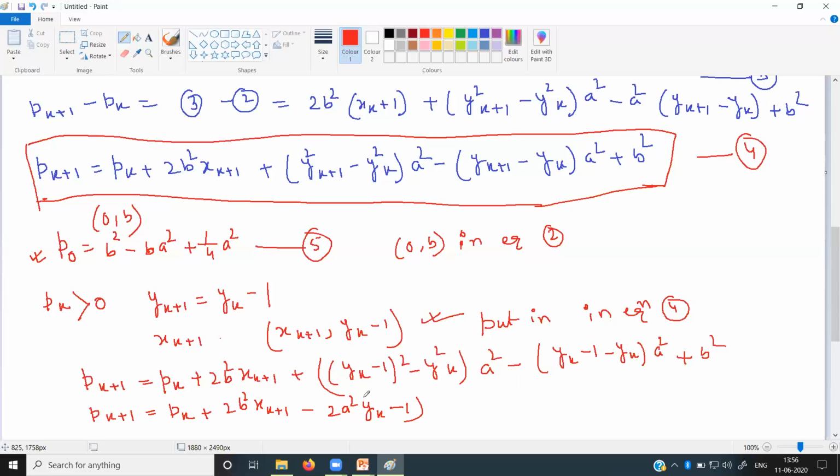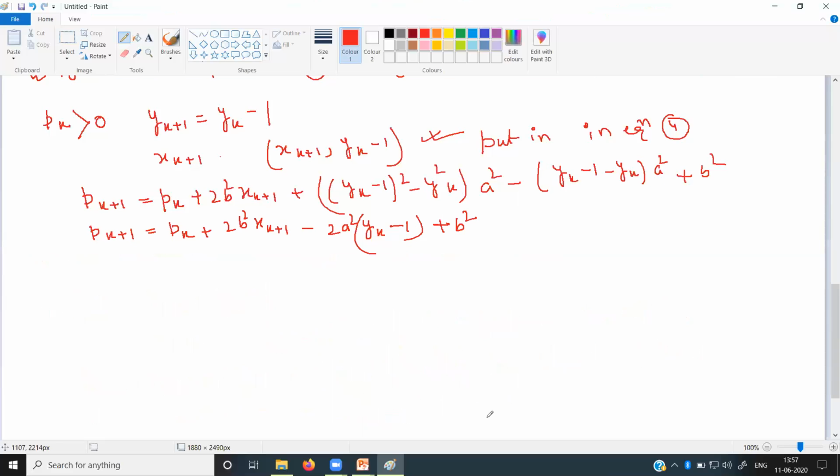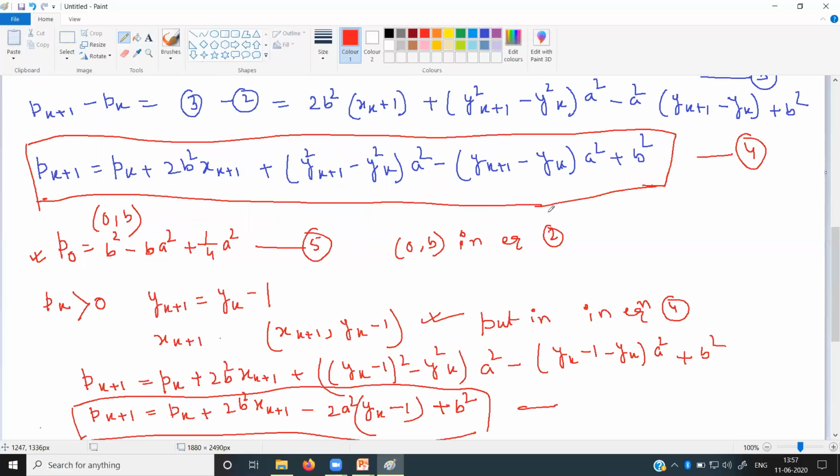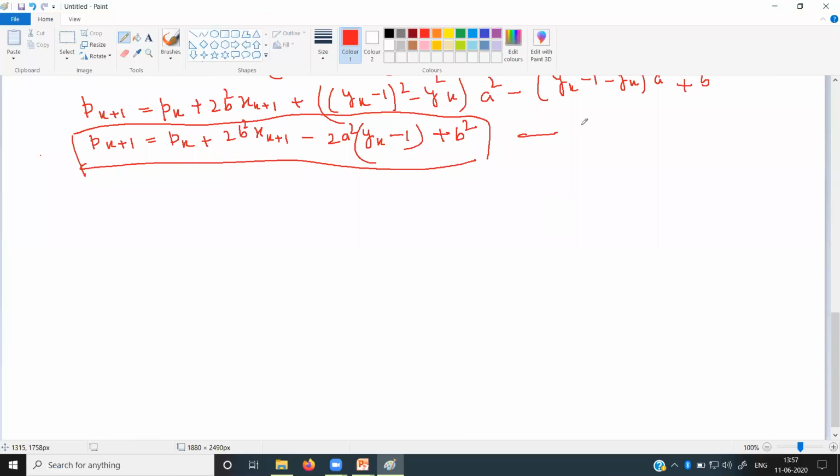Okay, you will get this term, yk minus 1. So instead of writing yk minus 1, you can also write the substitution, yk minus 1, then plus b square. Okay? Plus b square. So this is the equation which you will get if the value of pk is greater than 0. Say the previous equation is number 5, so this is equation number 6.